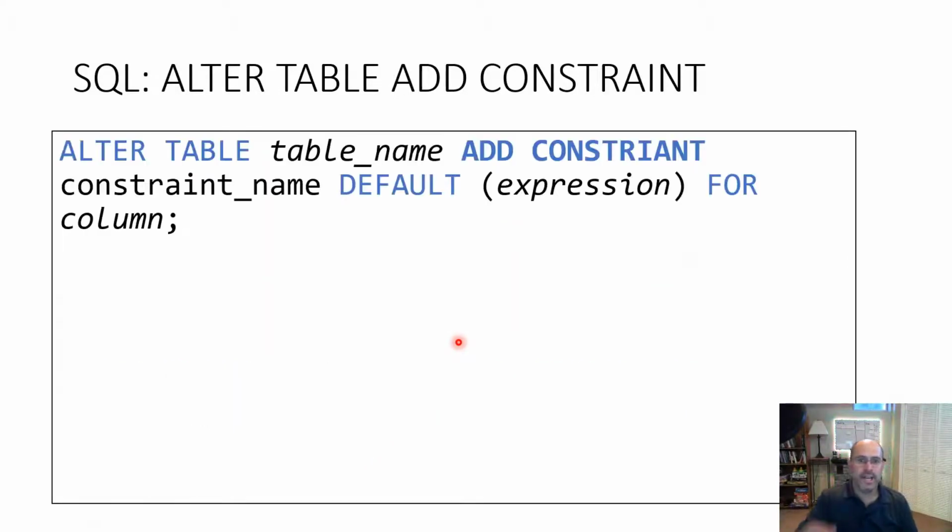And then here's how you add a default. And with default, there's a little twist. You have to say FOR. So it's default, you know, the default might be 0, FOR, and then this might be book number of pages.